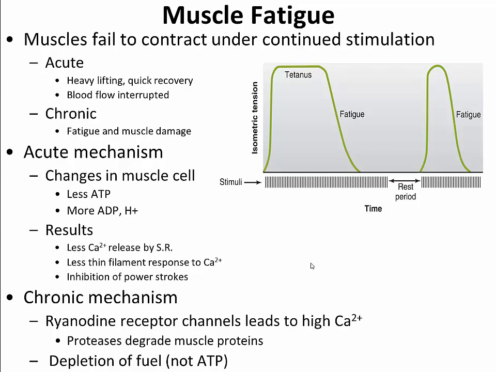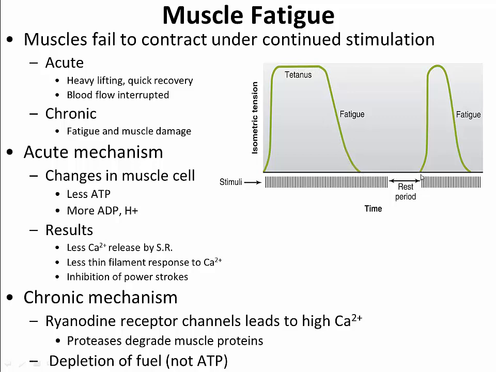Eventually, of course, muscles fatigue. And so what we see in the little figure on our slide here, Figure 9.23, is an isometric contraction creating tetanus in the muscle. It can only sustain this contraction for so long, and then it becomes fatigued.